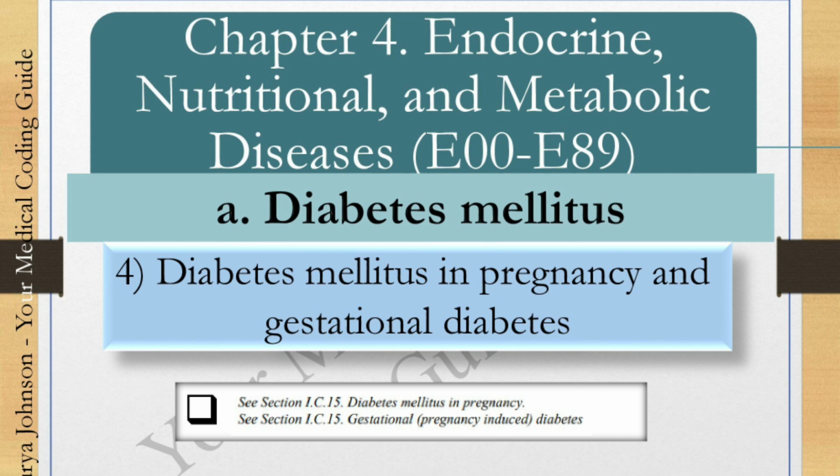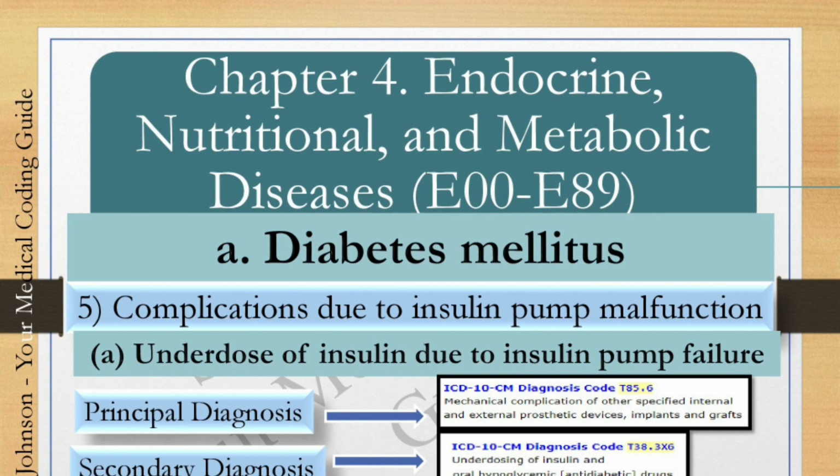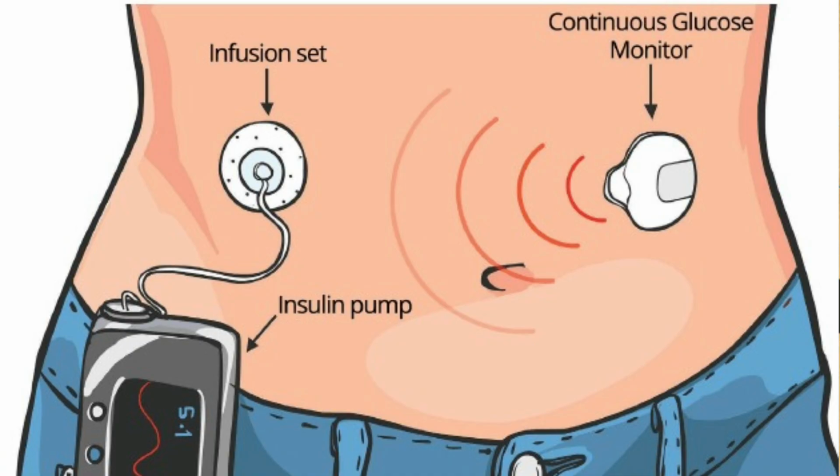We'll cover in detail when we go to that chapter. The next point is the fifth one, complications due to insulin pump malfunction. For example, the patient is having an insulin pump installed. So if the patient's insulin pump has some malfunctions, there might be an underdose of the insulin, like the patient's everyday intake of the dose has been reduced automatically because of the malfunction, or sometimes the patient might result in overdose of the insulin because of the malfunction of that.